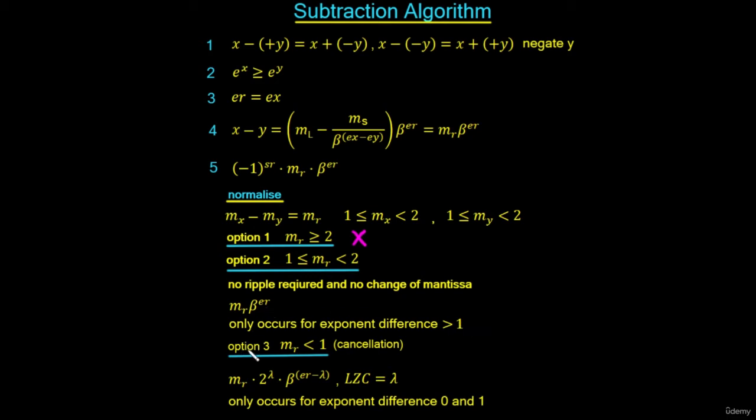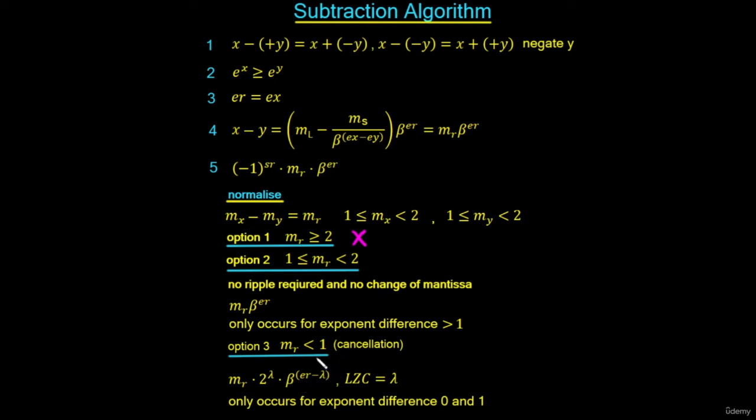Now, the other option here is option 3, and that is when we have the cancellation. That is when the mantissa for the result is less than 1. So when the mantissa of the result is less than 1, we can count the leading zeros for the mantissa, and then we can change the final result. So what we do is we increase the mantissa for the result to ensure that it's a value between 1 and 2. And in doing so, we're going to have to decrease the exponent by that same factor. So the exponent is going to be beta to the ER minus lambda.